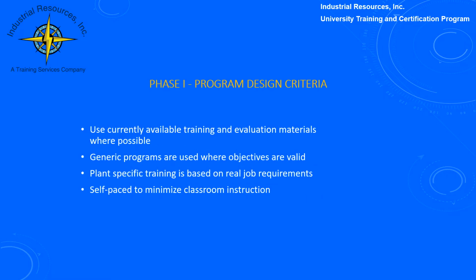Phase 1 sets the criteria for program design. IRI makes use of currently available training and evaluation materials where possible. Any available generic programs are used where objectives are valid. The plant-specific training is based on real job requirements, ensuring the program prepares the trainee for the position. The training is self-paced to minimize classroom instruction.